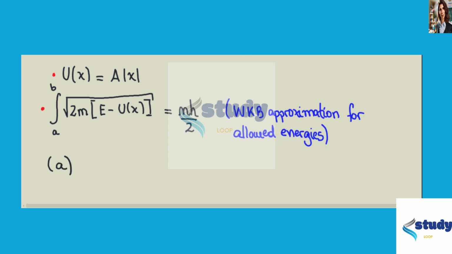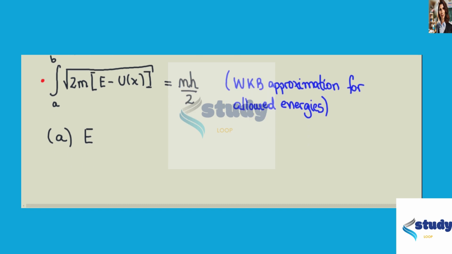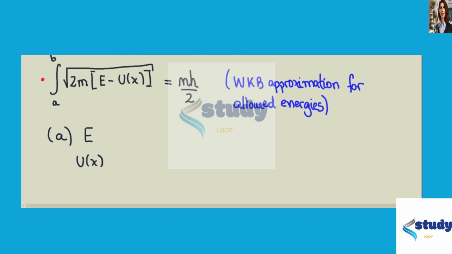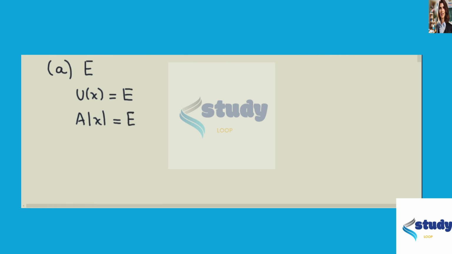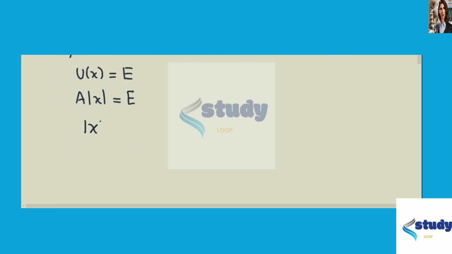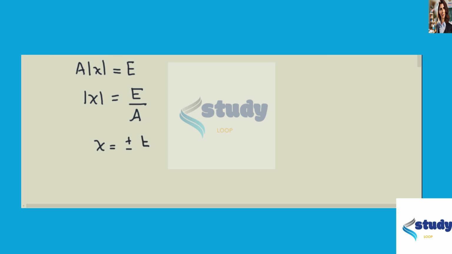In question A, we have to find what are the classical turning points for this potential given an energy E. Now, the classical turning points are such that the potential energy U of x is equal to the total energy E. Now, U of x is A times the absolute value of x, and this is equal to E. So the absolute value of x is equal to E divided by A, meaning that x is equal to plus or minus E divided by A. These are the classical turning points.